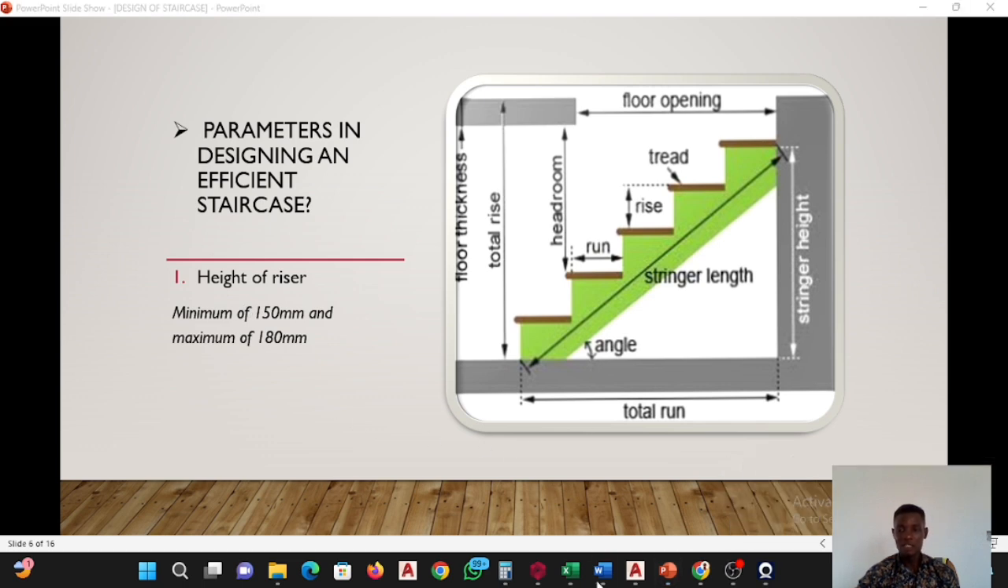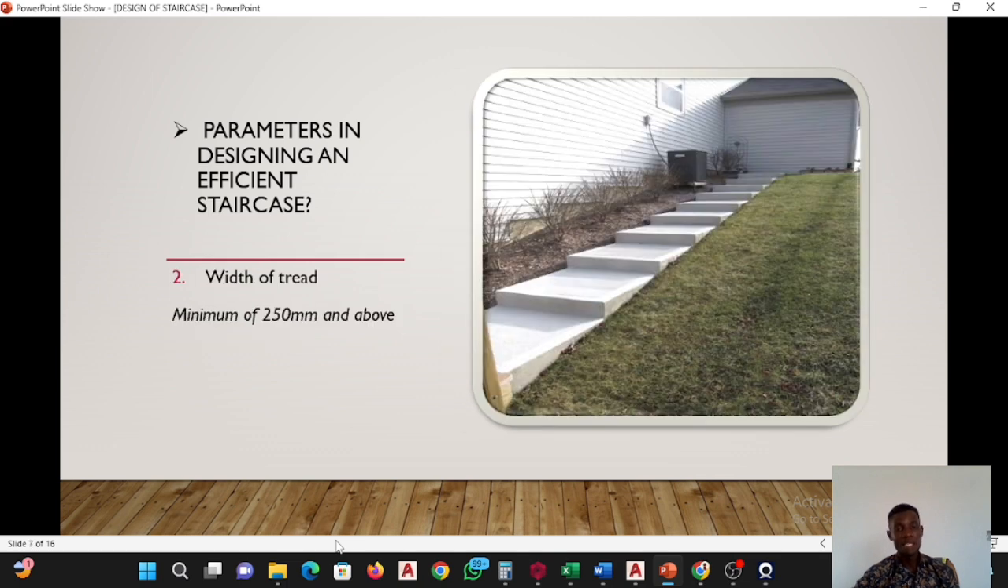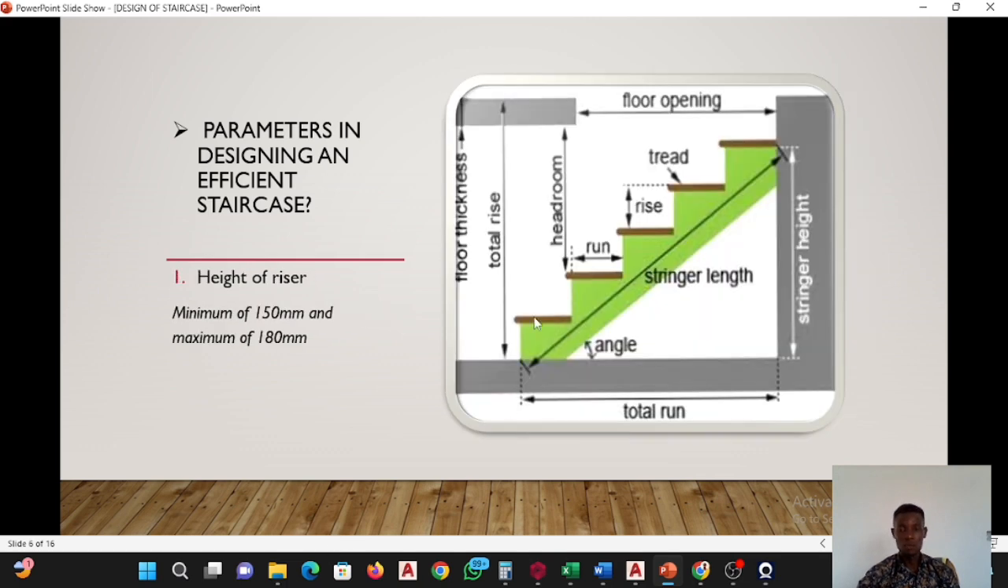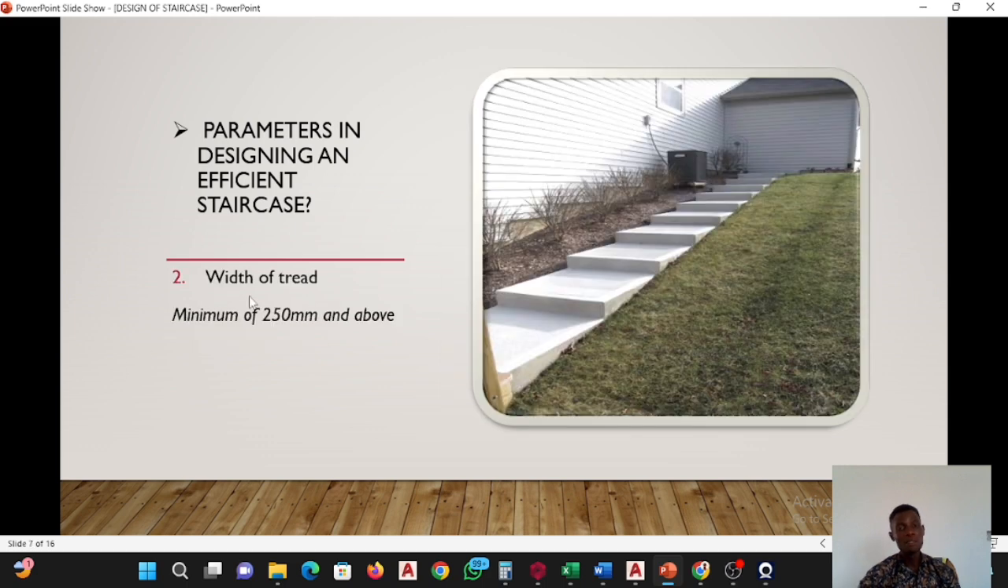might injure the user. So the next one is the width of thread. Now this is the thread, the place you place your leg. The place you place your leg on the staircase is referred to as the thread. And here the minimum dimension of the thread should be 250 mm.